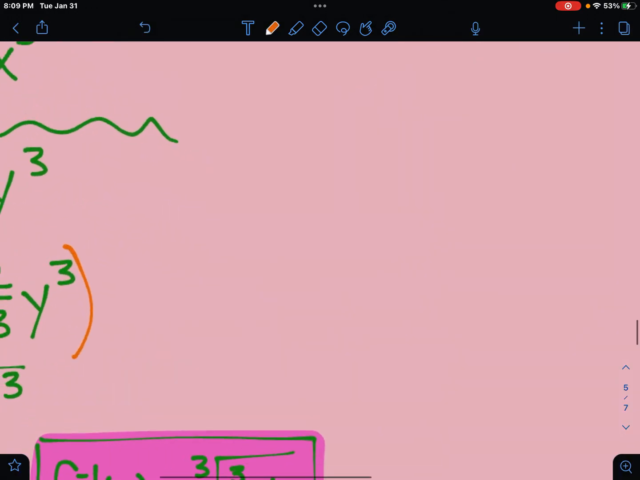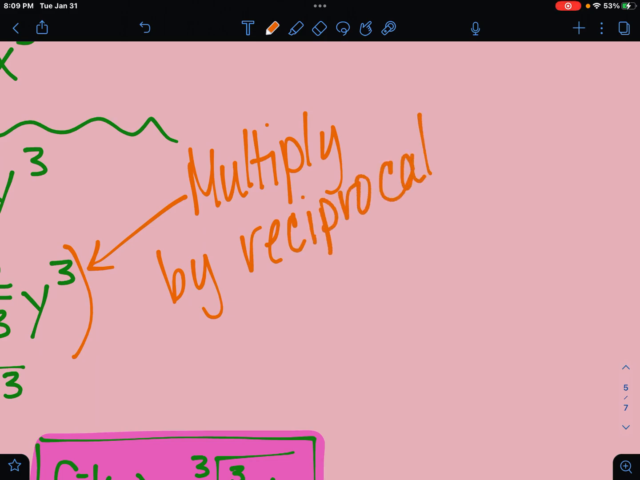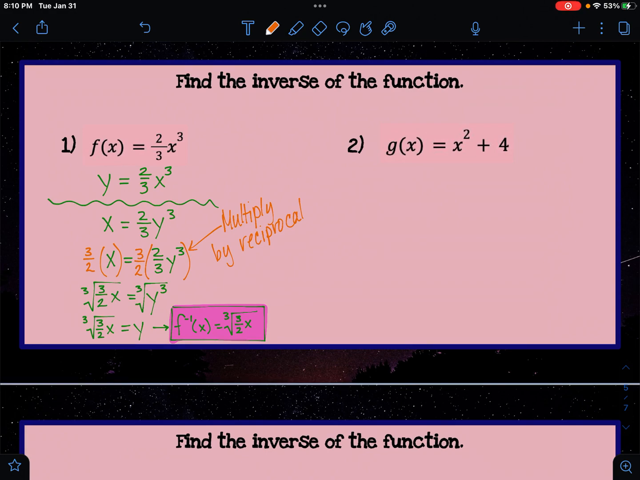Let's write a little note right here. The orange, multiply by reciprocal. Write yourself a little note there that says that's what you did.